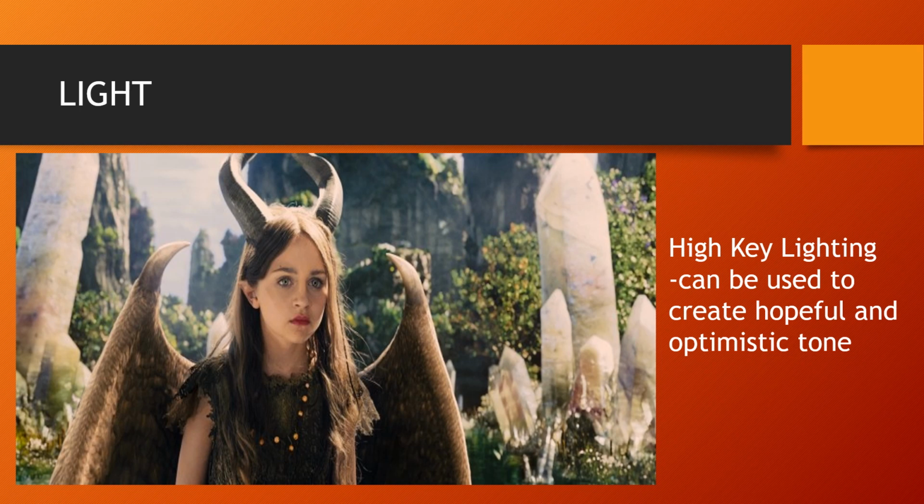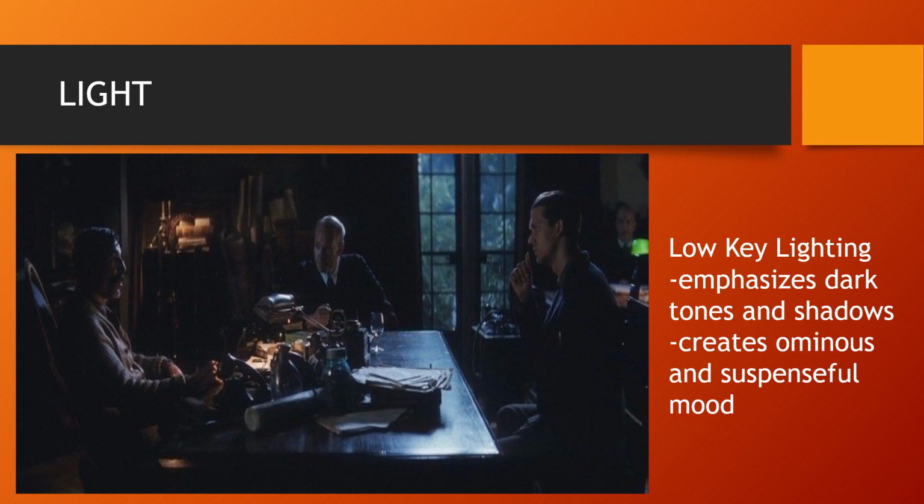The white tones from bright light are used in this particular scene from the movie Maleficent, which create a hopeful and optimistic tone. Dark tones, black and shadows create an ominous and suspenseful mood. This is used in this particular scene from the movie There Will Be Blood.